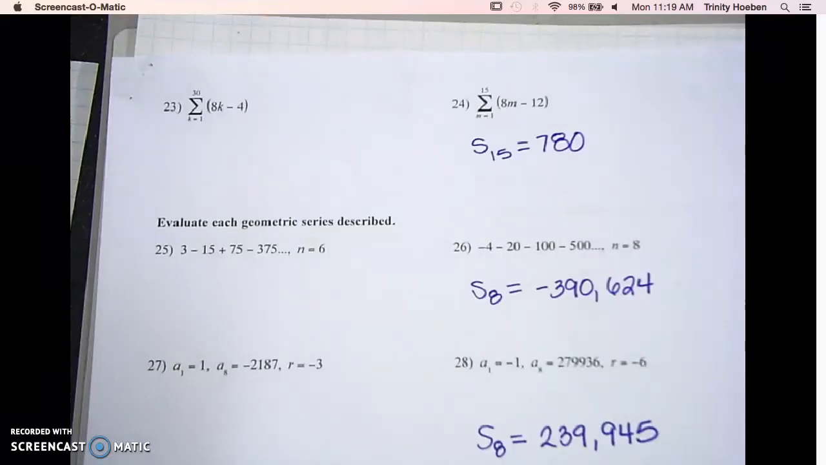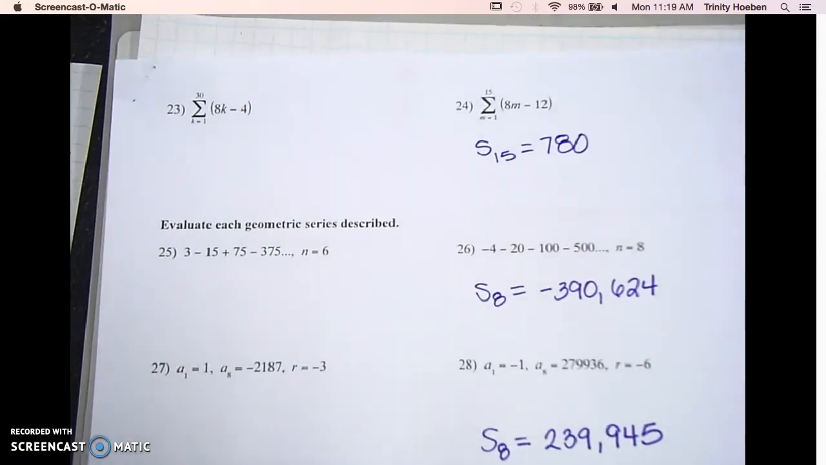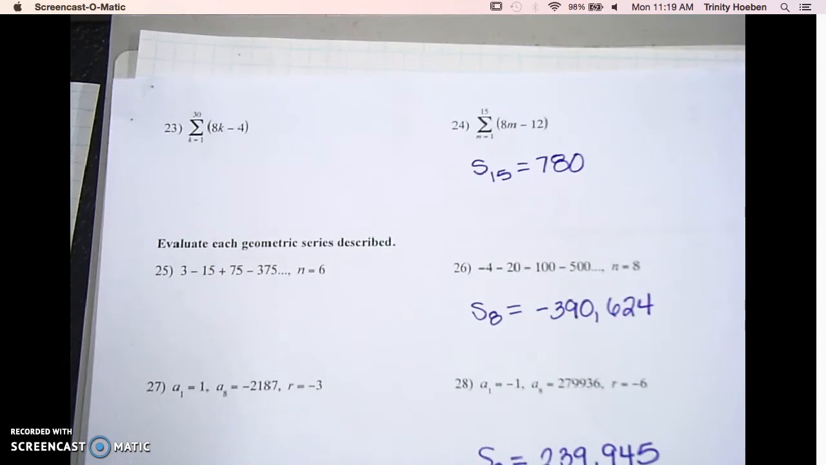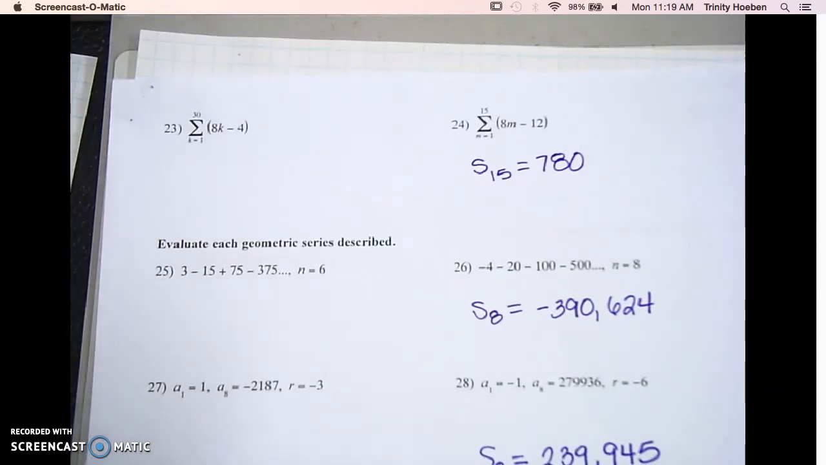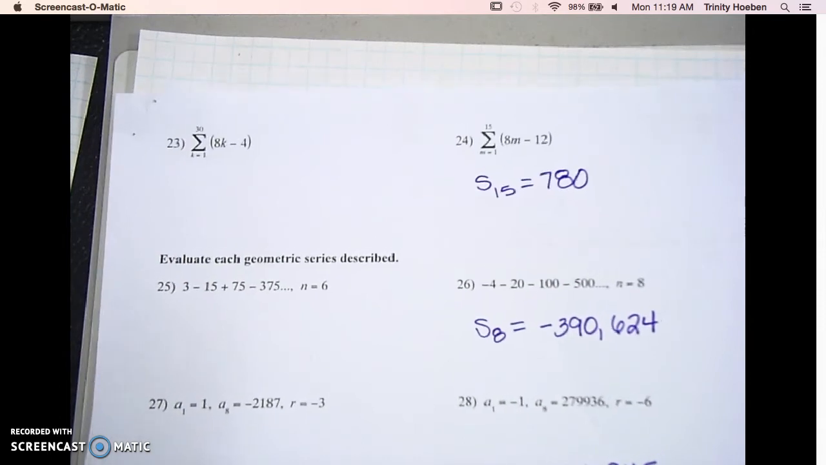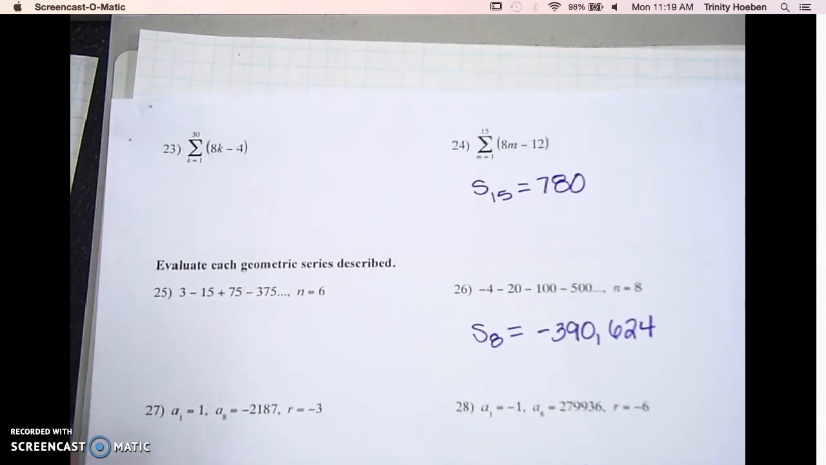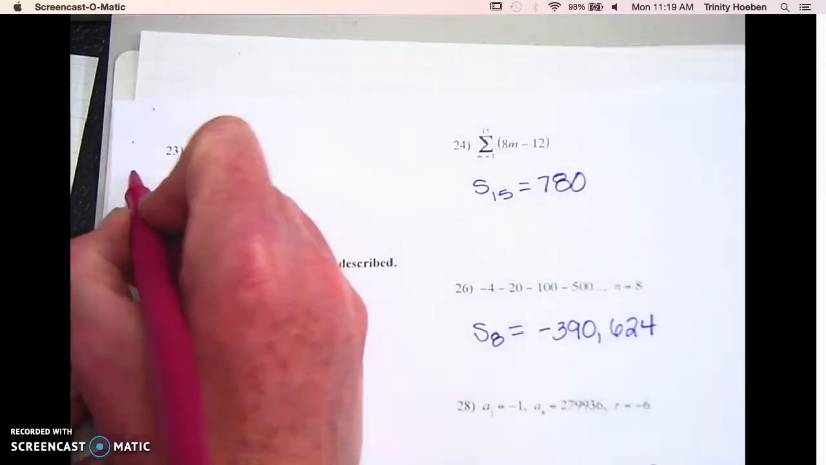So today we're doing page 3 of the Algebra 2 Chapter 11 test review. I'm on the top of page 3, which is number 23, and we are asked to evaluate the arithmetic series described. So we need to find the value of the first term.